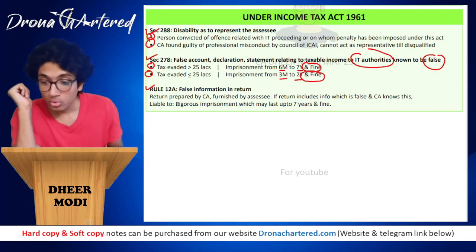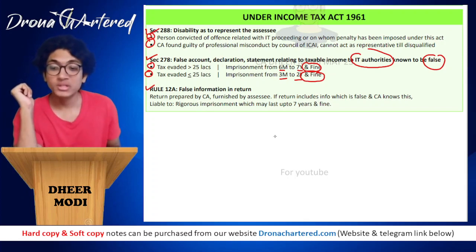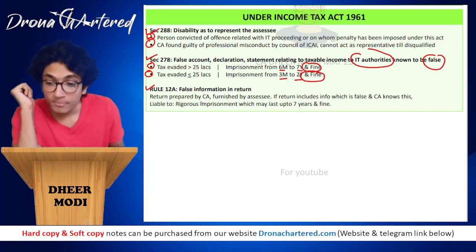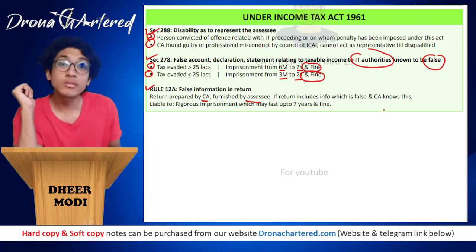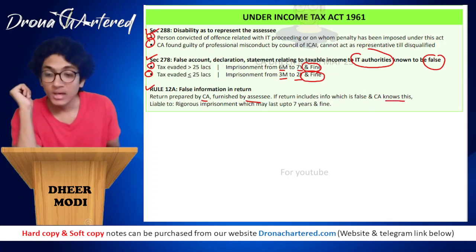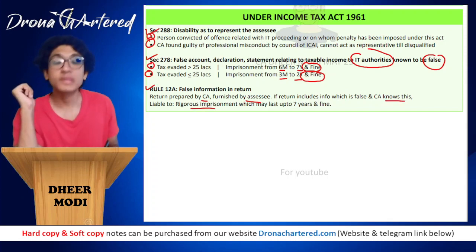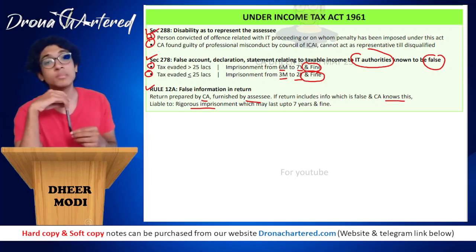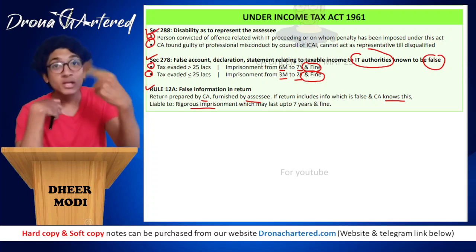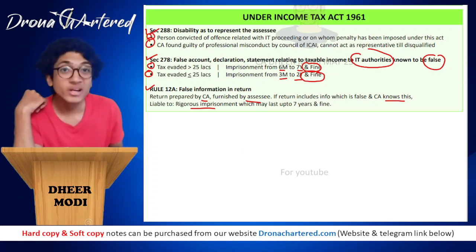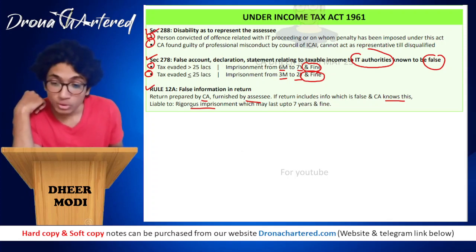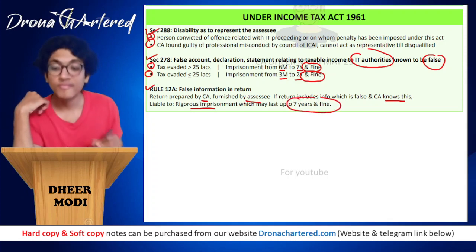Now, Rule 12 talks about false information in return. So any return prepared by your CA and furnished by the SSE, if the return includes information which is false and the CA knows this, he will be liable to rigorous imprisonment. What do you mean by rigorous imprisonment? That means you will not just be put in prison, but you will also be made to work. You will be made to do labor. Therefore, it is called rigorous imprisonment. So liable to rigorous imprisonment, which may last up to 7 years, and fine.